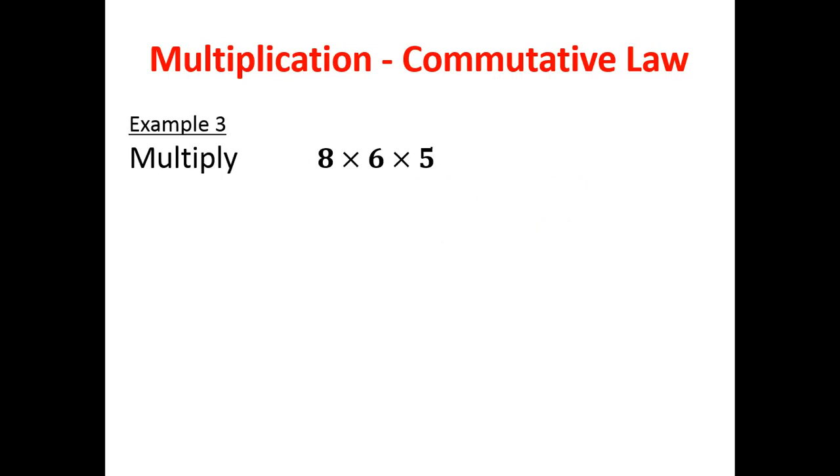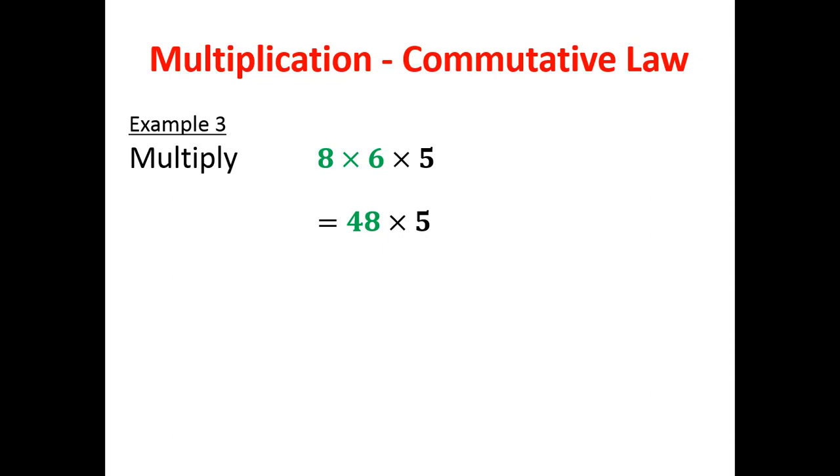Right, well, let's show you how and when the commutative law is useful when we solve problems. Example 3, let's multiply 8 times 6 times 5. Well, if we didn't use the commutative law, we would try and go 8 times 6 and get 48, and then we'd move on and go 48 times 5. Now we can solve that, and some of you probably will be able to solve it quickly, but me, I find that a bit tricky to do.